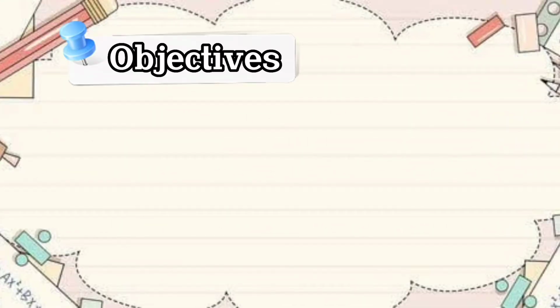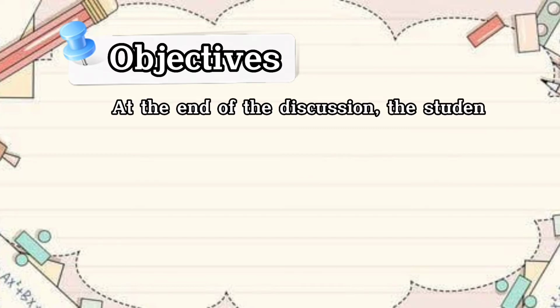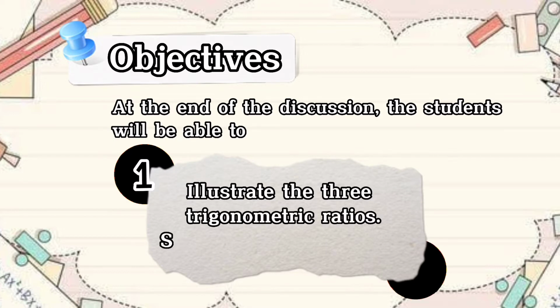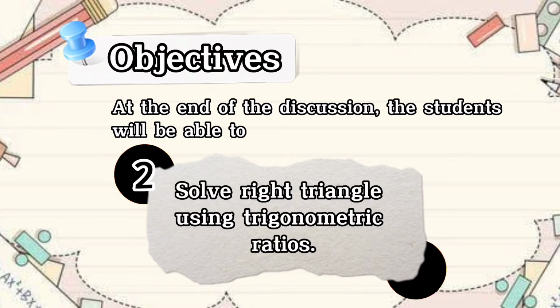And the objectives of this lesson: at the end of the discussion, the students will be able to illustrate the 3 trigonometric ratios, the sine, cosine, and tangent. Second, solve right triangles using trigonometric ratios.